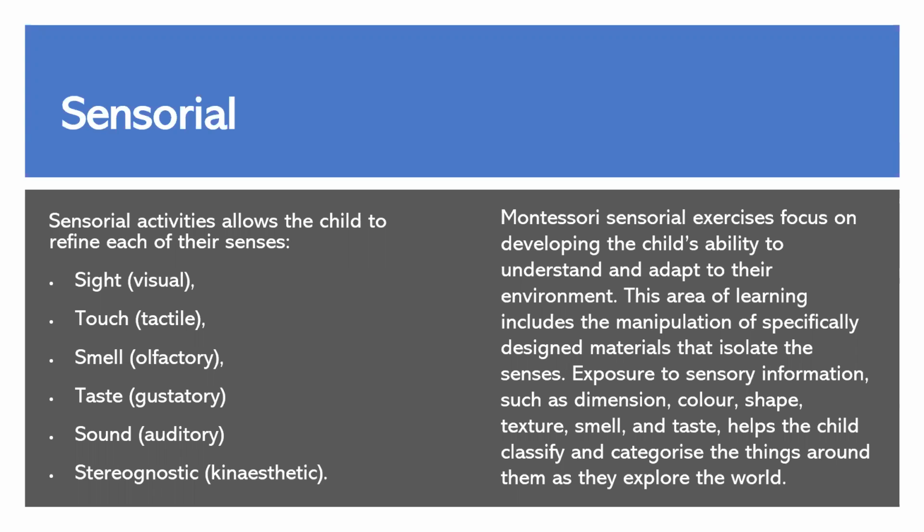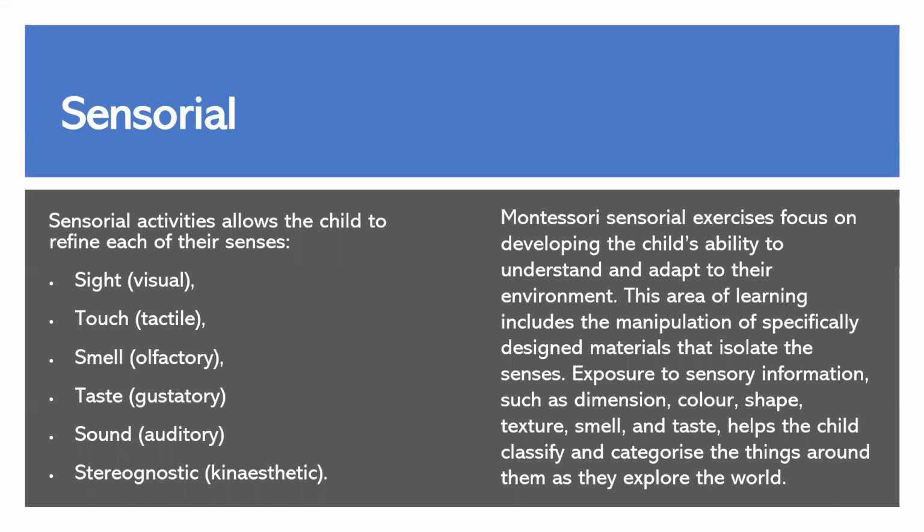The hands-on materials isolate one concept at a time and guide the child to discriminate. For sound, we could use the sound cylinders; color, the color tablets; size, we could use the pink tower or the broad stair; weights, we could use the baric tablets; texture, the rough and smooth boards; shape, taste, smell. They are all direct preparation for maths and language development and all academic learning and critical thinking. So you can see that sensorial is directly linked to maths and language.